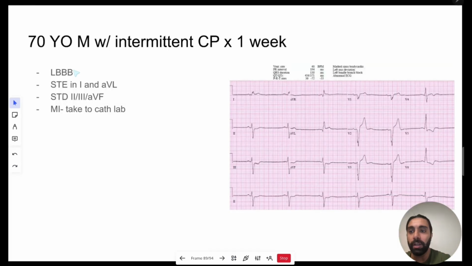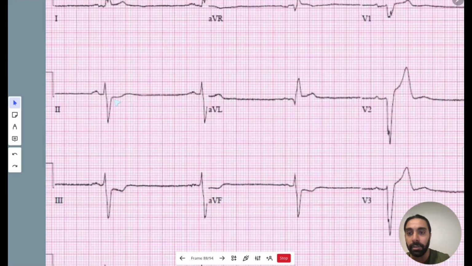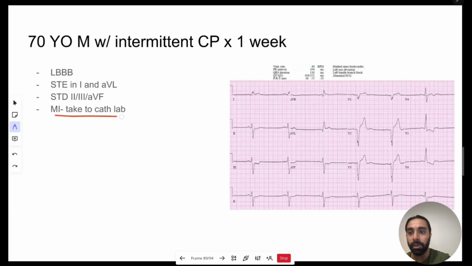So overall, left bundle, ST elevations in 1 and aVL, ST depressions in 2, 3, and aVF, which I forgot to mention, slight here, but a little bit more pronounced here and here. But all in all, you want to take them to cath lab.